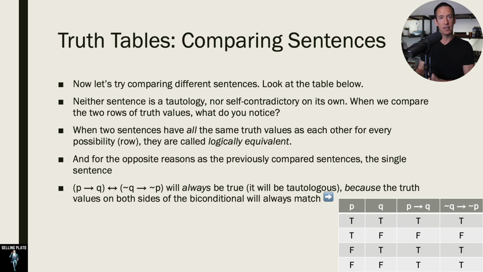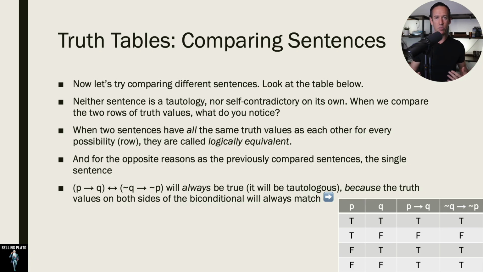So that single sentence that we can create, putting a biconditional between those two sentences, that biconditional sentence we just made is always going to be true, because the truth values on both sides of the biconditional will always match. And you can see why that's the case using the truth table there. That's another logical connection that we make by looking at logically equivalent sentences. When we put a biconditional between those two, we know that's going to be a tautology. It's always going to be true because those truth values match.